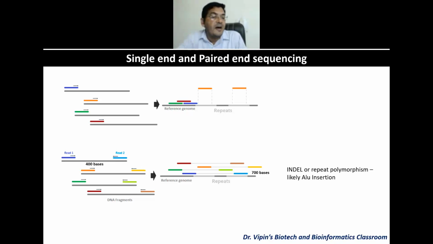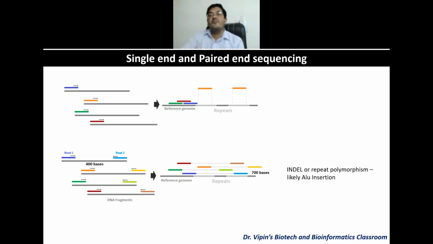So therefore, what is happening here is, in this case, you have this fragment of 400 bases. So you know that you have a 400 base pair library, and you have sequenced the first 150 bases from one end, and you've sequenced the other 150 bases, the light blue here, read 2, from the other end. So these are 400 bases apart in your library. But when you align it to the reference genome, what you see is they are 700 bases apart. So there is something extra in the reference genome that you do not have. So this could be an insertion or a deletion, or it could be a repeat insertion, right?